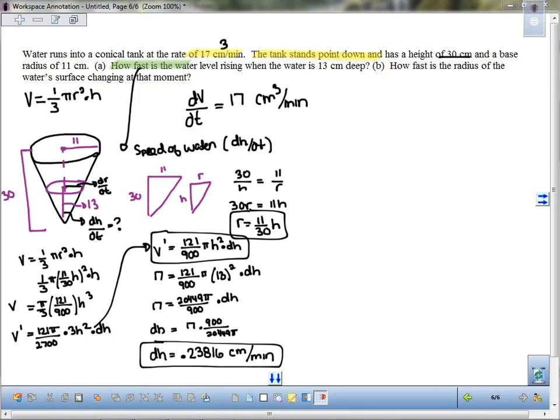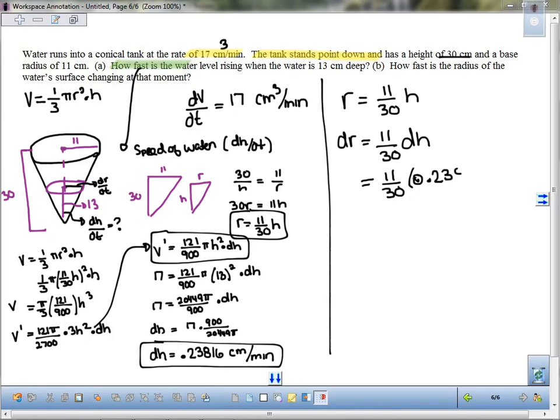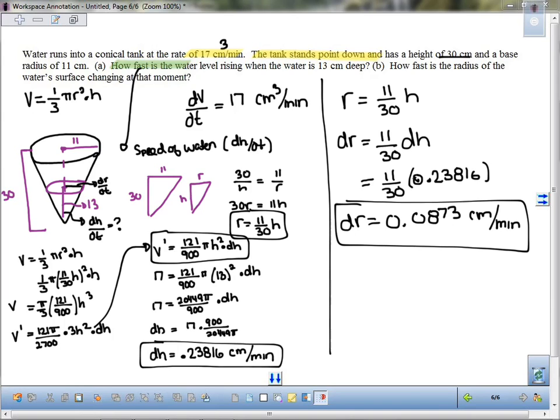centimeters per minute. Part B says how fast is the radius of the water surface changing at that moment. I already have what the radius is. The radius is 11h over 30. So I'm going to take the derivative and substitute dh/dt at that specific moment. I get that the radius is changing at 0.0873 centimeters per minute.